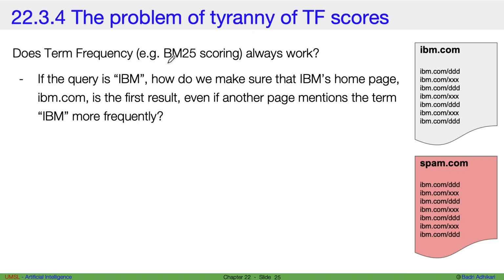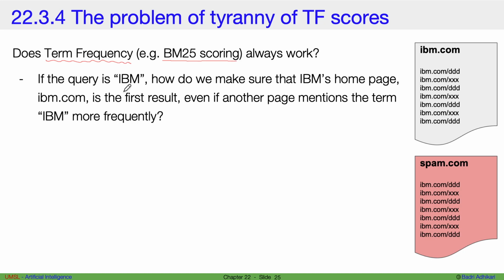So far, we looked at the BM25 scoring mechanism that primarily relies on something known as term frequency. That is, how frequently does our input word appear in the document? The question is, does term frequency always work? In particular, let's take an example of websites.